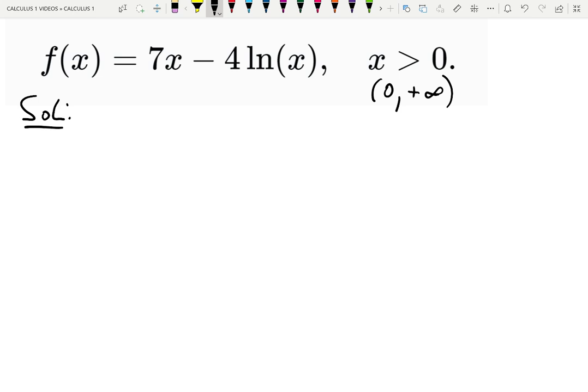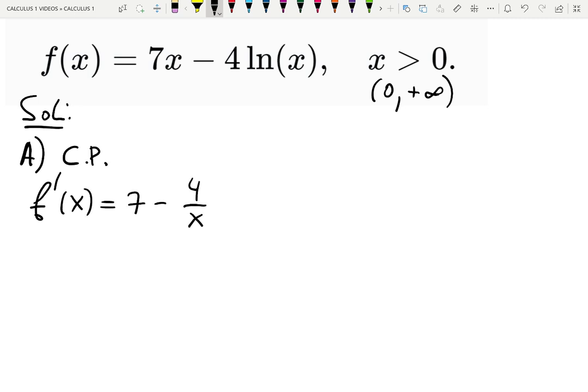Solution. The first question we are asked, as always, is about the critical points, because basically it's part of the increasing, decreasing questions. So step 1, let's go to A, critical points. To find critical points, we know how to start. F prime of x is 7 minus 4 over x. Do you know how I got 4 over x? Derivative of log is 1 over x, and then multiplied by -4.